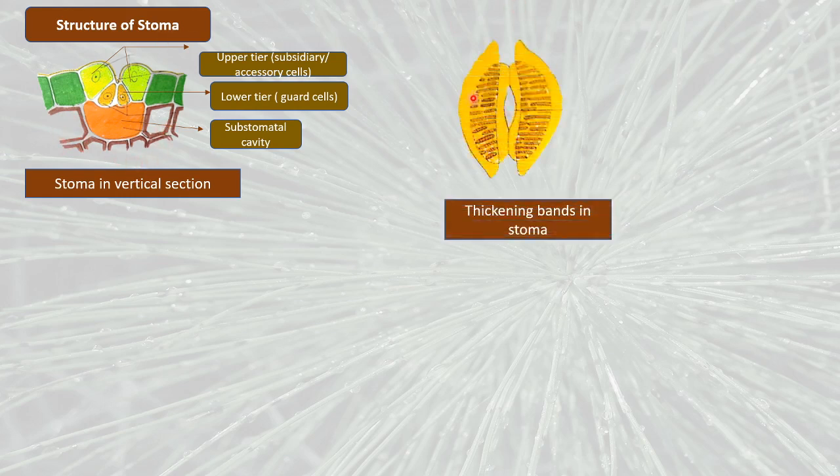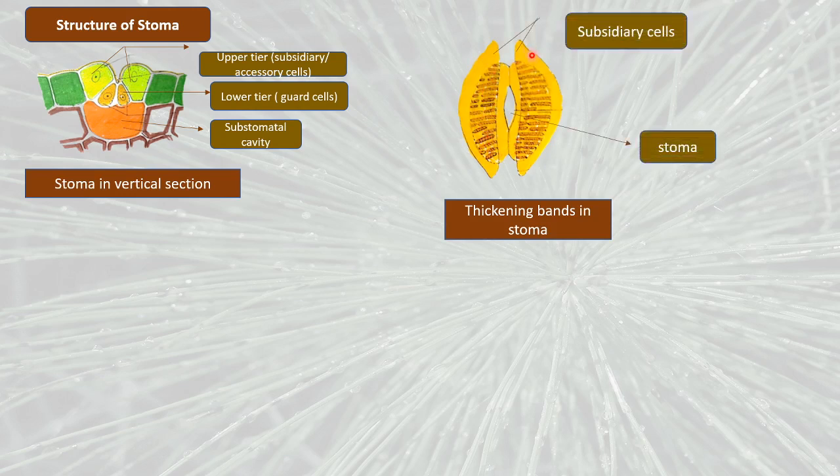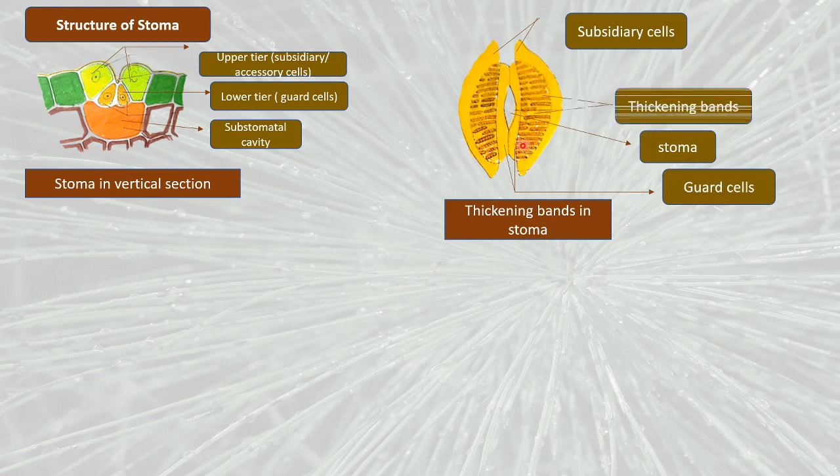Now this is the representation of thickening bands in stoma. So these two are subsidiary cells. This is the stoma, the opening, and these are the guard cells, and these thickenings that you see are the thickening bands. What you need to know is that these thickening bands are of silica material, right?